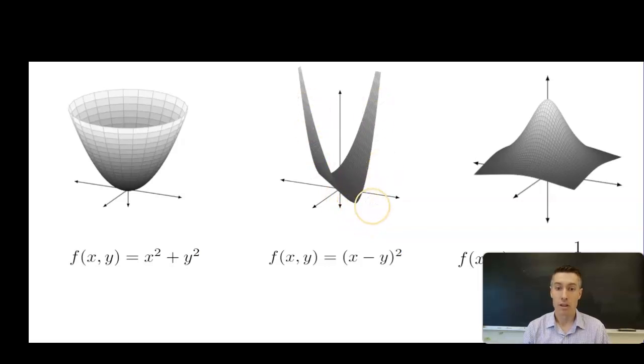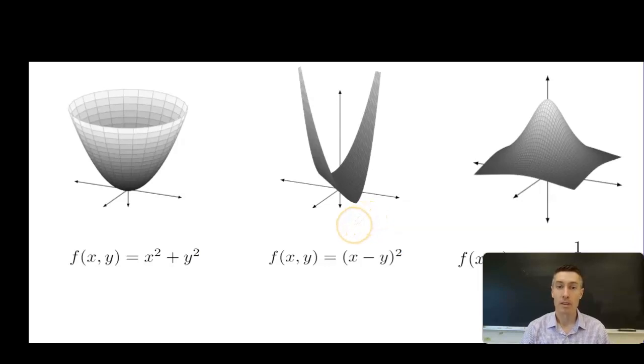For the second function that I graphed, we have x minus y quantity squared. So this is a parabolic cylinder. So we see the parabolic part, the cylinder piece. Okay, and in this case, when y equals x, it's going to be 0. So we can see that reflected in the graph as well. So that's an important takeaway.